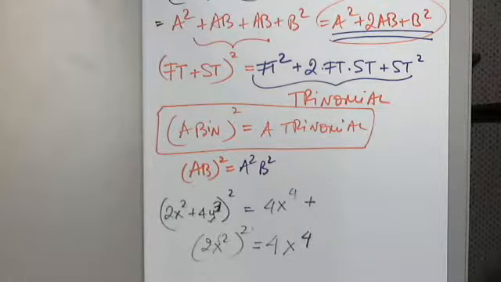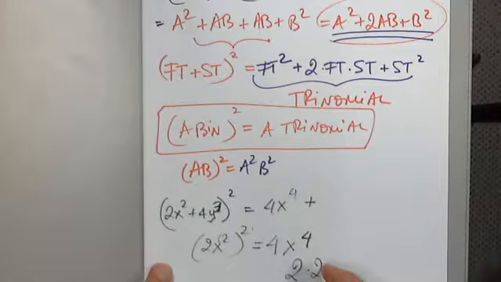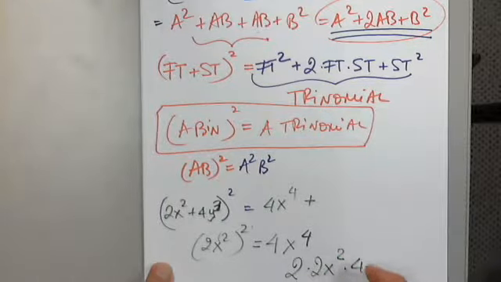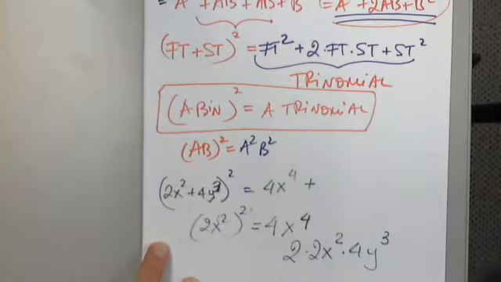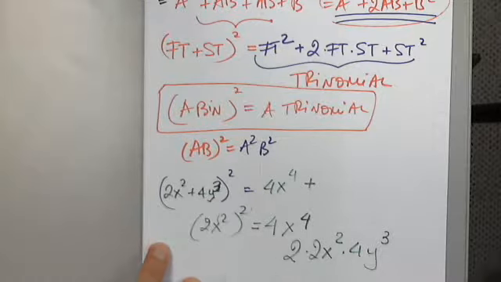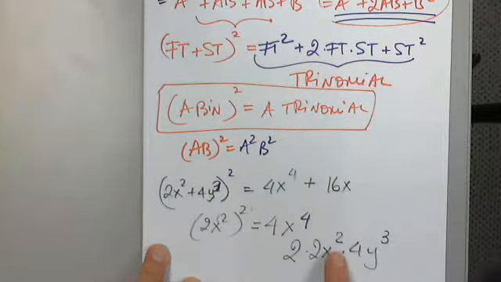The middle term now. 2 times the first times the second. What will be the middle term? We're not going to write it like this. I'm doing it for the first example. Very good. Why x to the 4th?